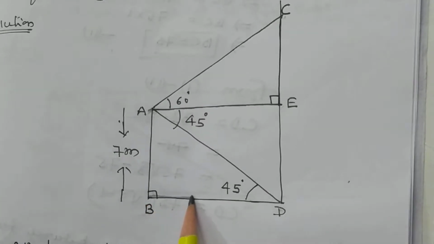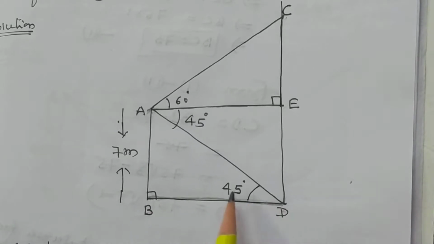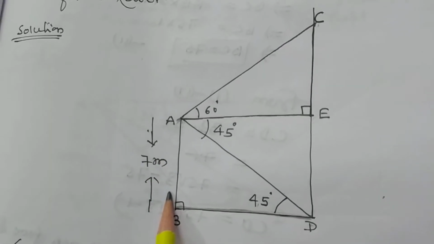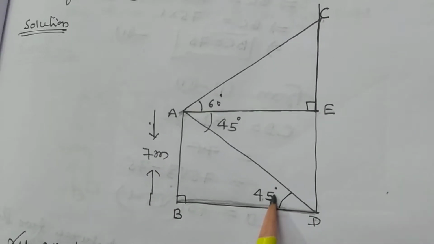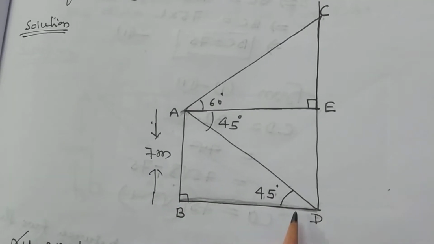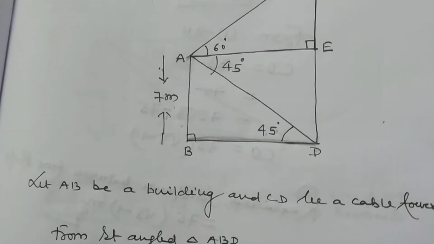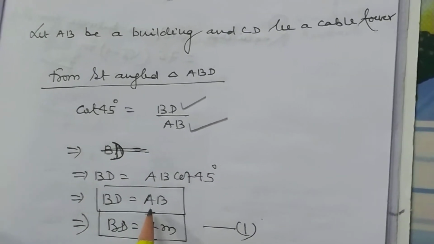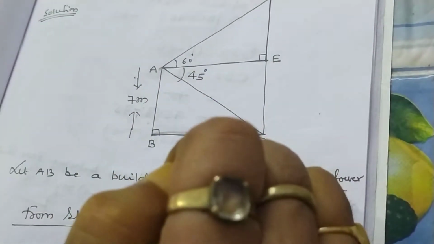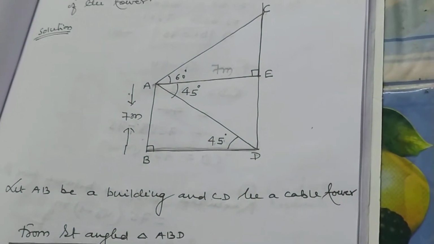So now we want to find, from the right angle triangle ABD, BD with respect to this angle. And what is given? This is given. So ABD निकालना है इस एंगल के रिस्पेक्ट में. तो हम कौन सा ट्रिग्नोमेट्रिकल रेशियो करेंगे? चूज कॉट. क्यों करेंगे? कॉट 45 डिग्री इक्वल टू BD by AB. So BD is unknown, AB is known. So in this way, BD is equal to AB. This BD is also 7 meter.